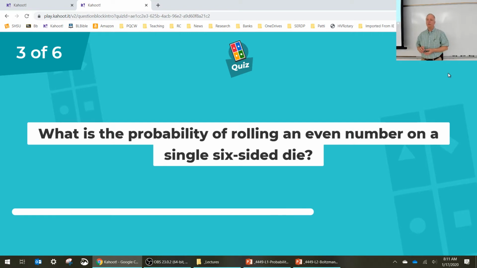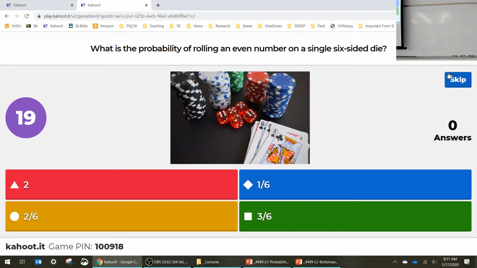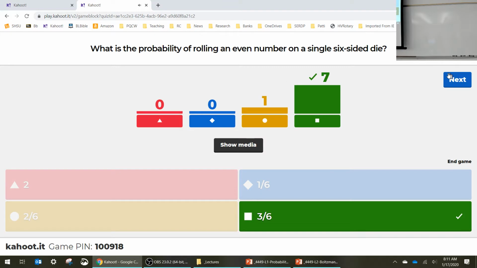What about an even number? Very good, very good. So an even number, there's 3 even numbers on here, and there's 6 total events, so it'd be 3/6 or 1/2.